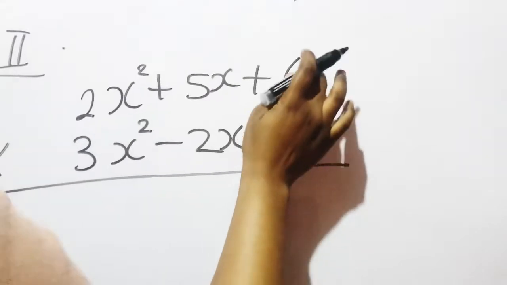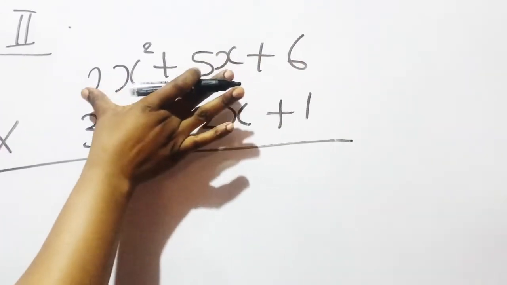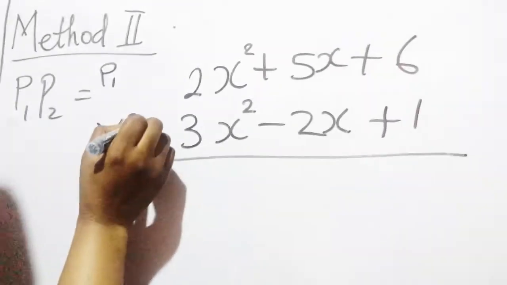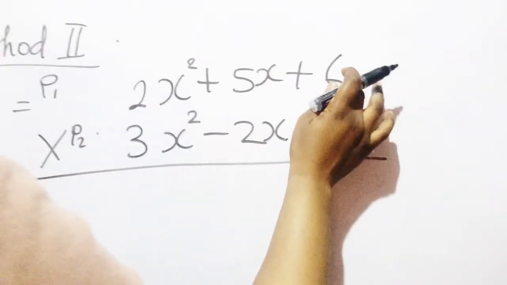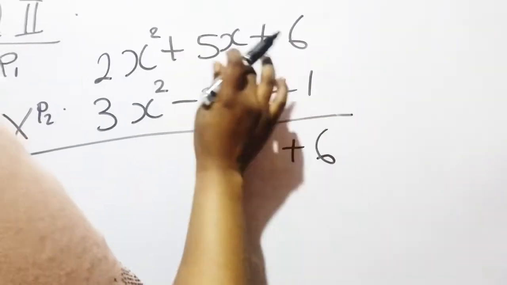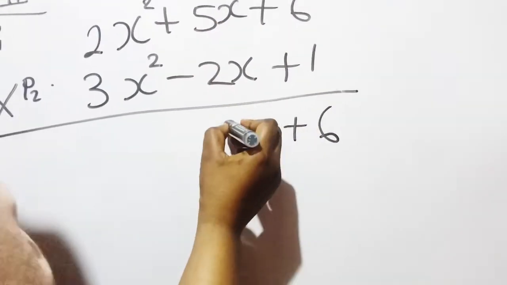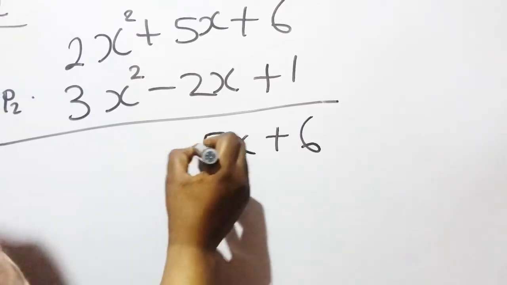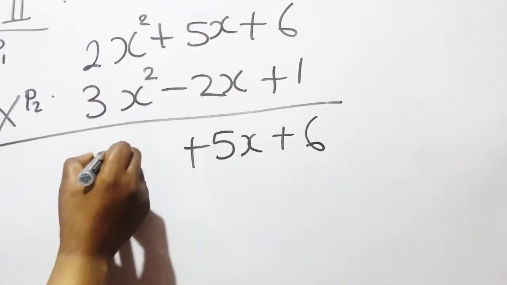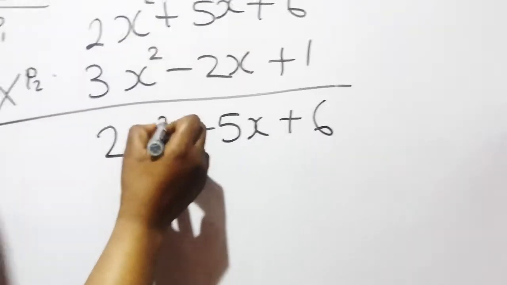So use 1 to multiply everything in P1. This is for P1 and here is for P2. So 1 multiplied by plus 6 gives 6. 1 multiplied by 5x gives plus 5x, plus 1 multiplied by plus 2x squared gives 2x squared.